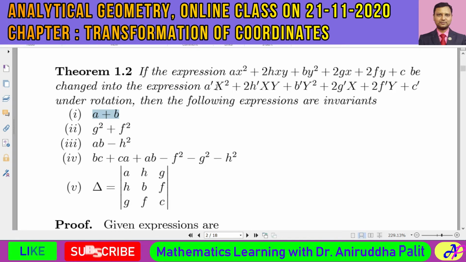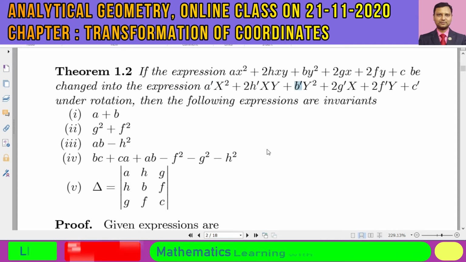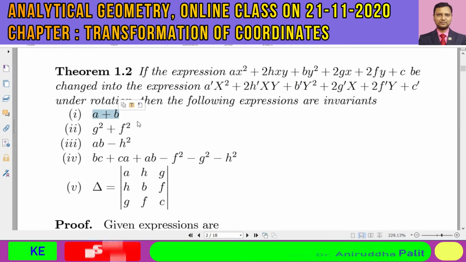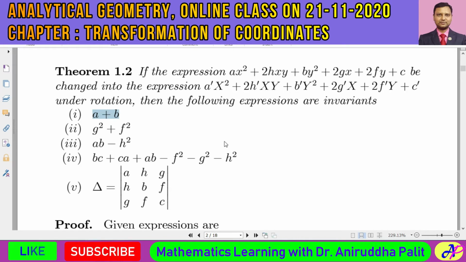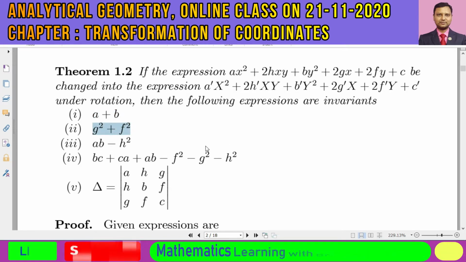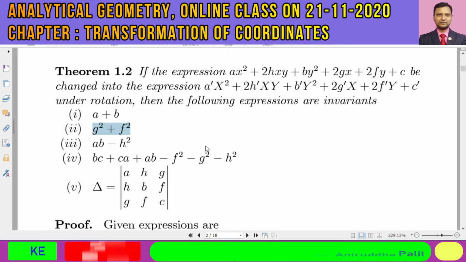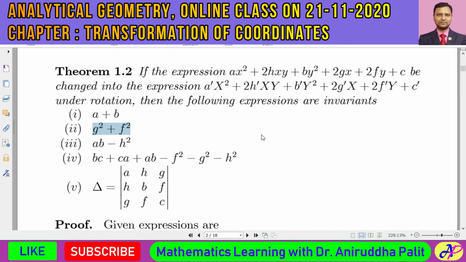The individual values of a prime and b prime may change, but their summation would always be the same. So a plus b is equal to a prime plus b prime. Similarly, g square plus h square should be equal to g prime square plus h prime square, and so on, and all the other results.